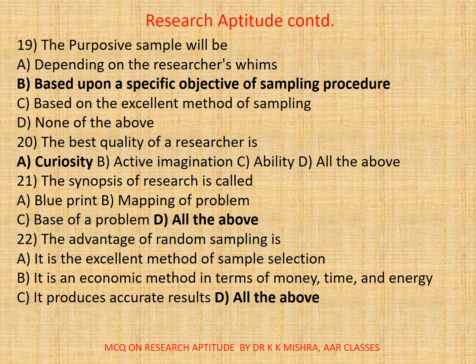20. The best quality of a researcher is A. Curiosity, B. Active imagination, C. Ability, D. All. The correct option is A. Curiosity.